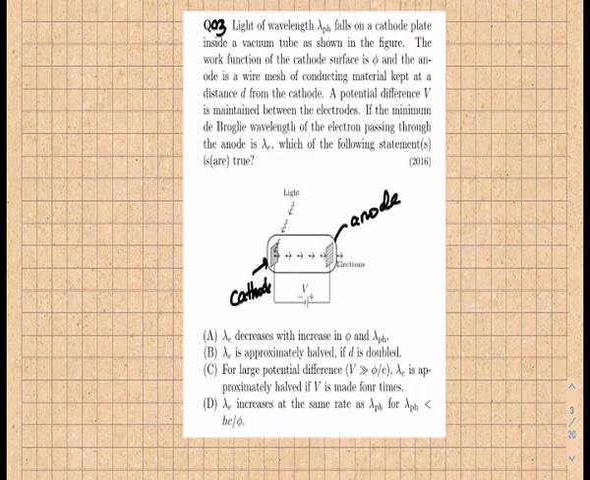You can read it yourself. Anode is a wire mesh of conducting material kept at a distance d from the cathode. A potential difference V is maintained between the electrodes. If the minimum de Broglie wavelength of the electron passing through the anode is lambda e, which of the following statements is true or are true? So there may be more than one correct option.